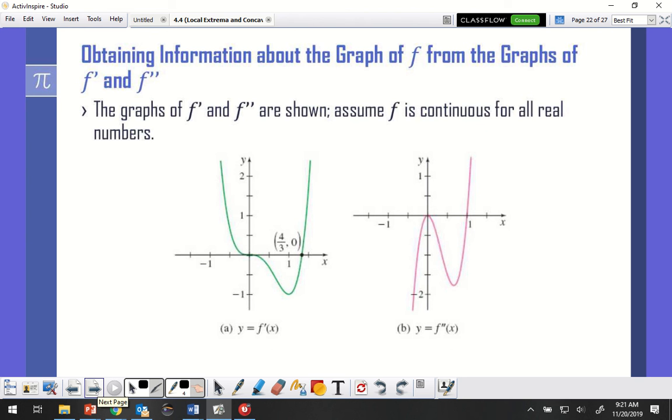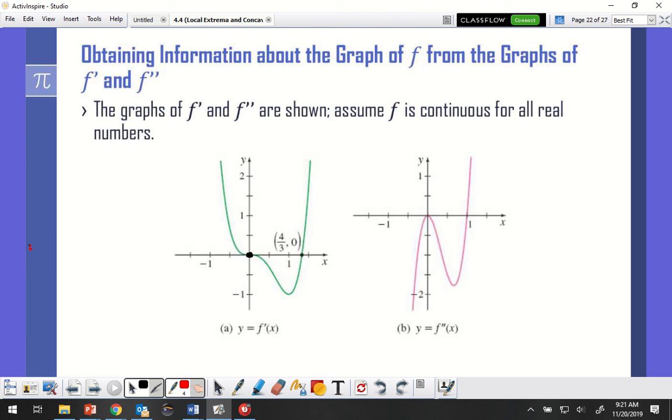So, here it is. Obtaining information about the graph of f from the graphs of f prime and f double prime. So if this is f prime, that's a graph of the derivative, right? So I know, given the graph of the derivative, right here, that's where my f prime is equal to 0. So that's going to be a min or a max. Think about the numbers.